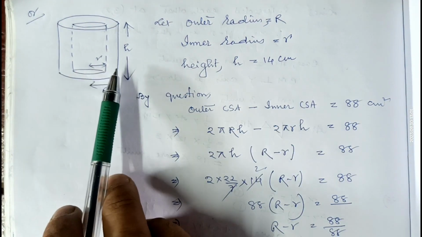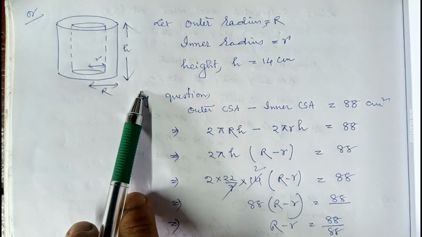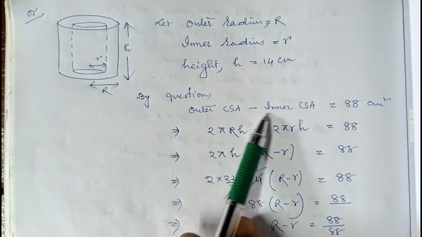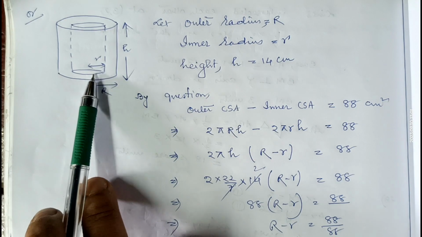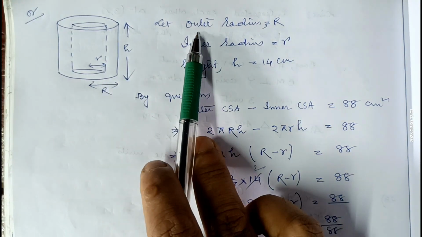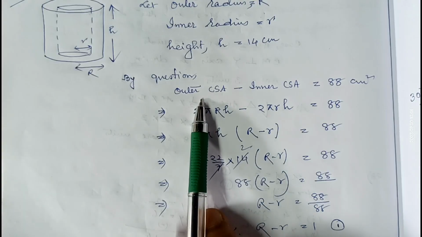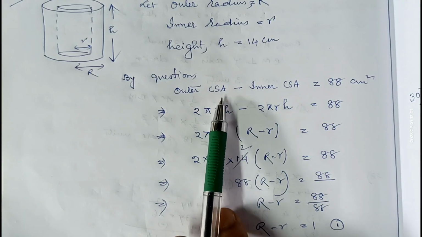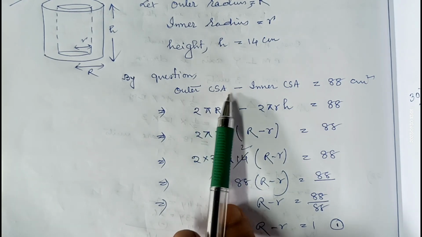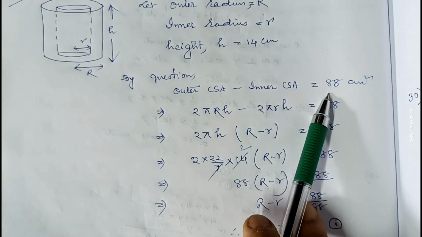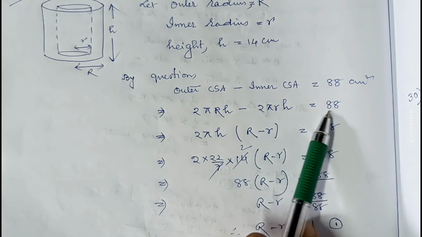As given in the question, the height of the cylinder is 14 centimeters. The difference between the outer and inner curved surface areas is given as 88. Let the outer radius be capital R and the inner radius be small r, with height 14. According to the question, outer curved surface area minus inner curved surface area is 88, so 2 pi R h minus 2 pi r h equals 88.